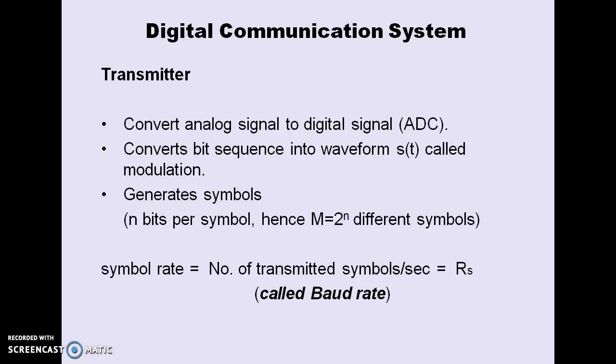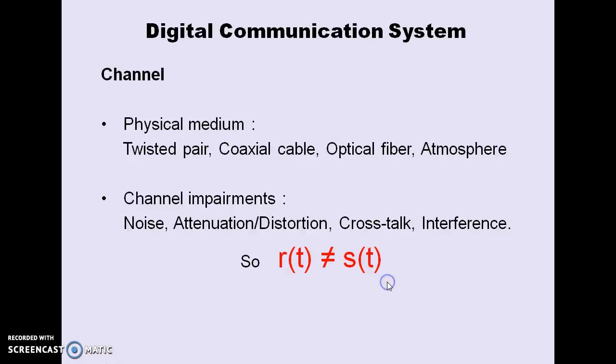If we collect n number of bits to produce a symbol, then we can have M equal to 2 to the power n different symbols. Suppose we collect 3 bits to produce a symbol, so we can have M equal to 2 to the power 3, which is 8 different symbols. Symbol rate is defined as the number of transmitted symbols per second. It is denoted as Rs, and it is also called baud rate, from the telegraphic notation.